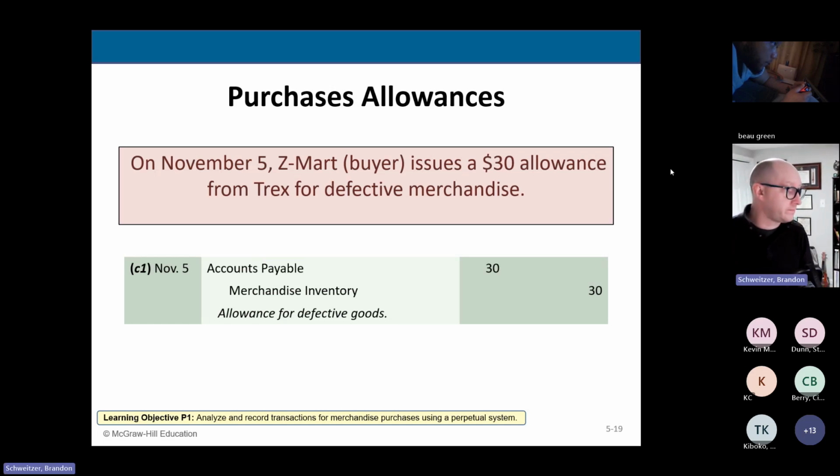So here we have a purchase allowance. We received some merchandise from our vendor to our store. We realize that some of it's broken or defective. So we call up our vendor and say, hey, listen, some of this is broken. They say, okay, no problem. Take $30 off the invoice. Great. So the way we do that is we debit accounts payable $30 to take it off the invoice, and we credit merchandise inventory $30. What that does is it reduces the value of our inventory by $30 because, again, it's defective. So that's what we call a purchase allowance.